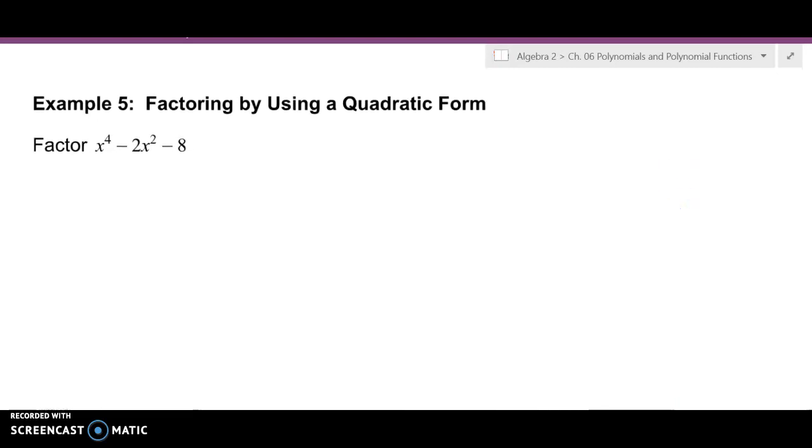Factoring by using a quadratic form. So x to the fourth minus 2x squared minus 8. I'm going to put, I think 3 lines means equivalent. We're going to call that equivalent to a squared minus 2a minus 8. So all I did is I am calling a is x squared. I'm kind of substituting a in for all the x squareds.